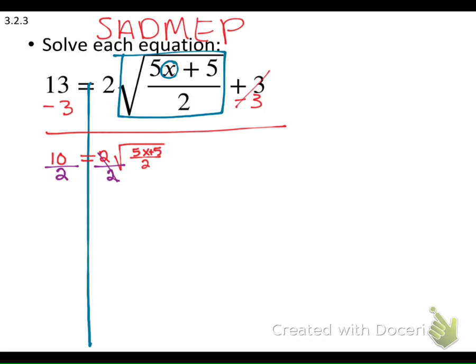Okay, so 10 divided by 2 is, Kira? 5. So then on my right side, I bring in my square root.